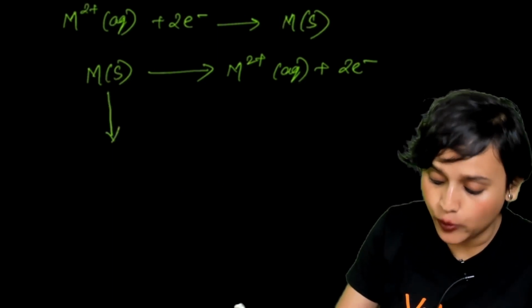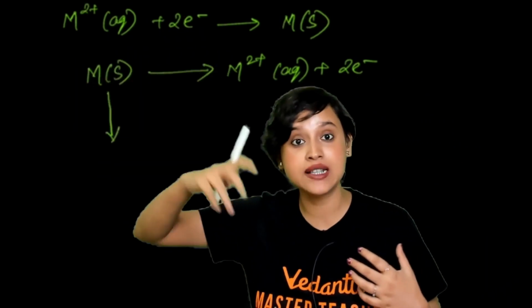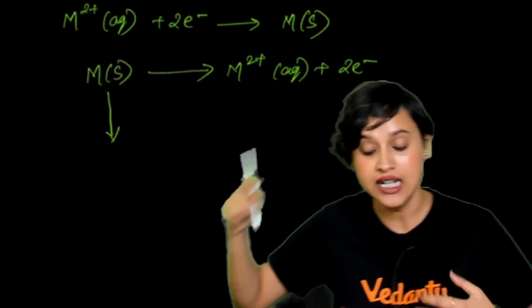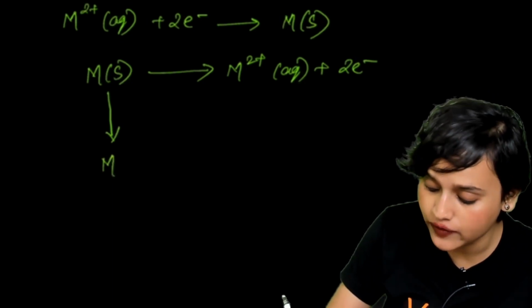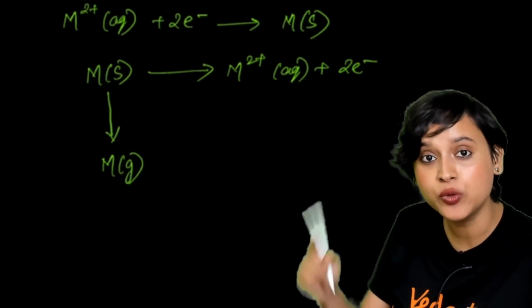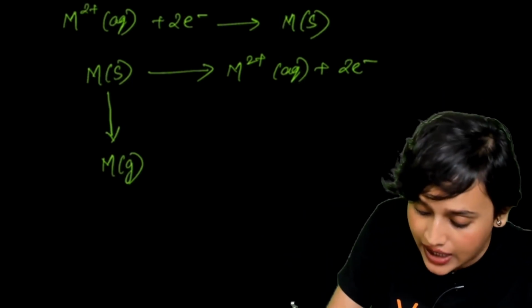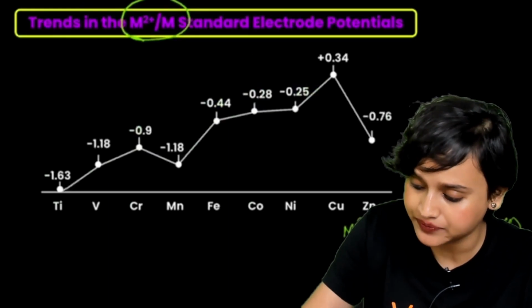My first step will be from solid form, I'll have to take it to an isolated gaseous form because I have to take away 2 electrons, right? I have to take it to an isolated gaseous form. So what will I do? For me to be able to take it to gaseous form, what do I have to provide? I have to provide here sublimation energy, guys.